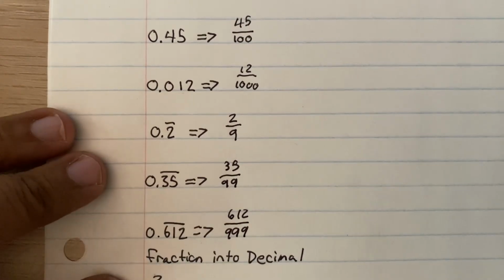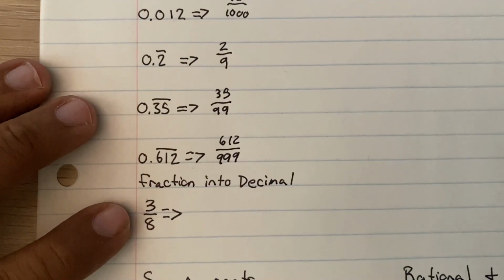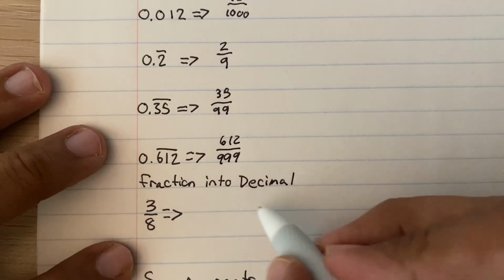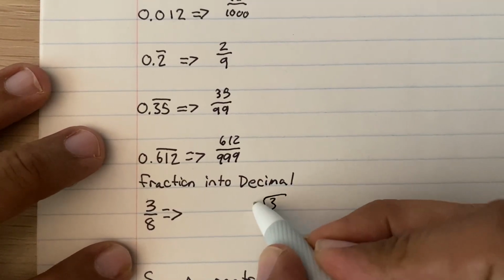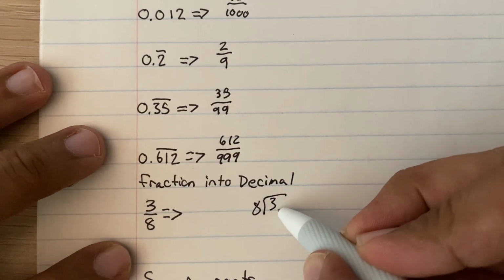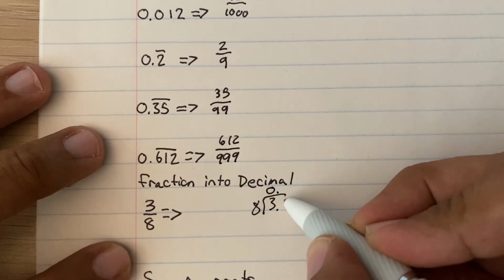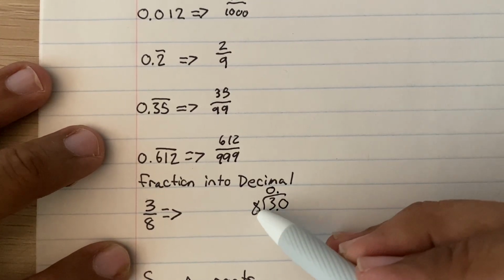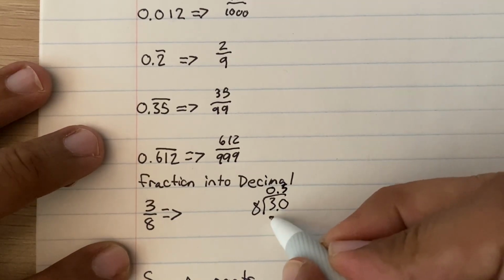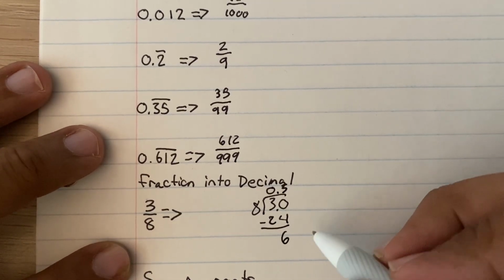All right. Now, the fraction into the decimal, there's only one example I have because there's only one thing to do. The top is going to be divided by the bottom. So it's going to be 3 divided by 8. How many 8s go into 3? 0. All right? So now I'm going to add a decimal point here, and I'm going to add a 0. How many 8s go into 30? Well, that's going to be 3. That's going to be 24. I'm going to subtract here and give me 6.